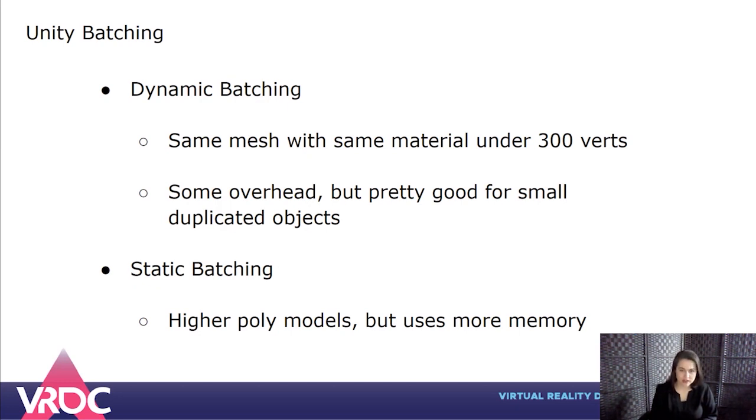This static batching works with higher poly objects than the dynamic batching. Basically what it does is it merges meshes together into one object and then draws that using separate calls for different materials. This means it comes with a higher memory overhead, since it's saving out that merged mesh. So again, you don't get it for free, but it is a great way to consolidate your scenes after set dressing.